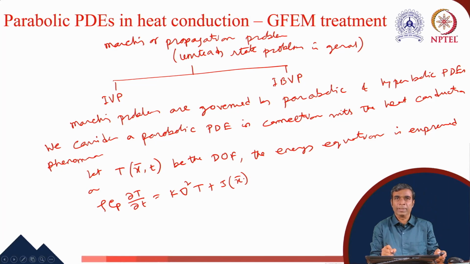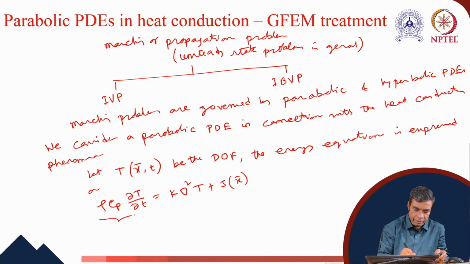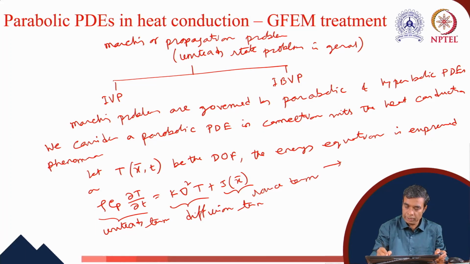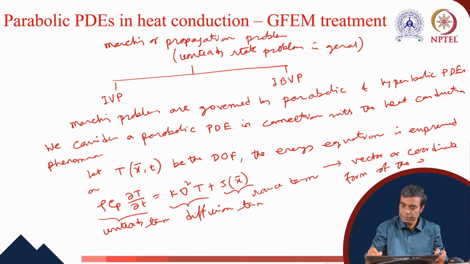Here we represent the variable as x bar for the coordinates. It is a vector quantity. So this is the unsteady term. This is the diffusion term. And this is the source term. So this equation is in vector or coordinate form of the exact or continuum equation.